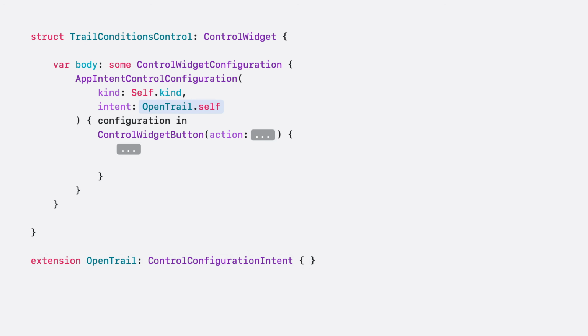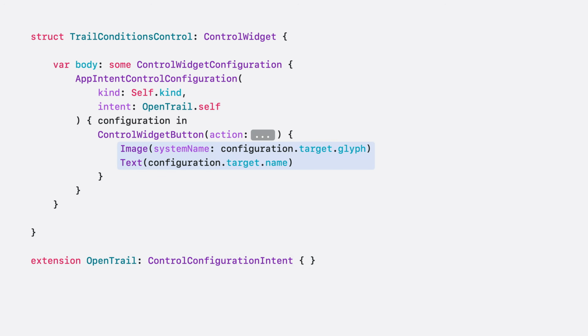Once that's done, I can fill in the type and use the configured instance of that type to build the image and text for the button. And here's the really clever bit. I still need an action, which is an intent instance, and it should open the configured trail. Again, that sounds like OpenTrail. But I don't need to make a new OpenTrail instance because I already have one as the configuration intent. I can simply pass that as the action because it already has the perform method I need and is configured the way I want. Let's see it work.